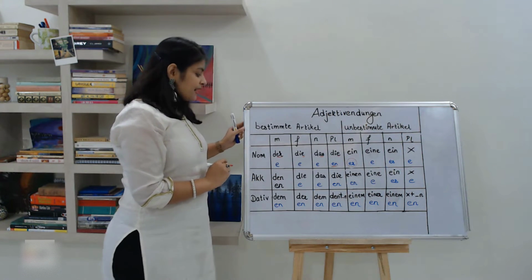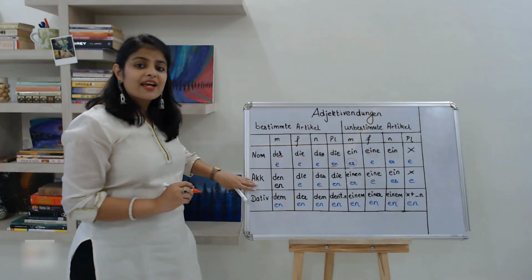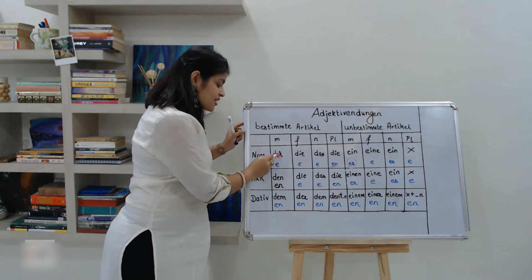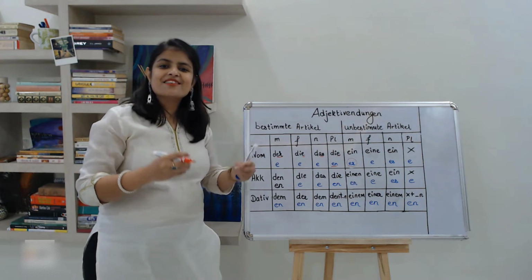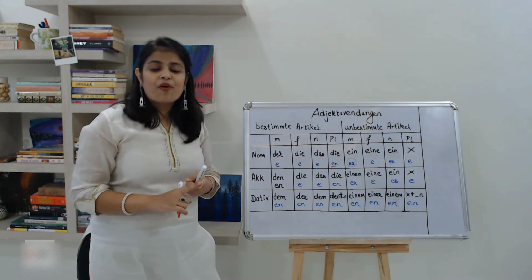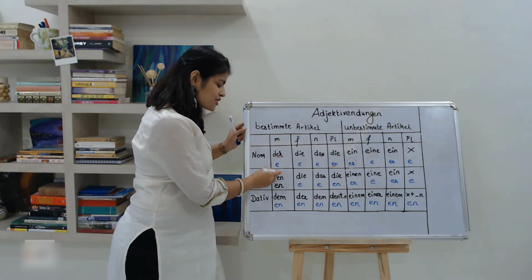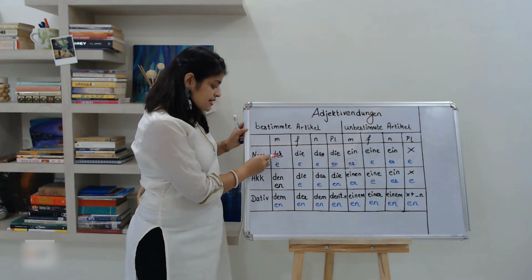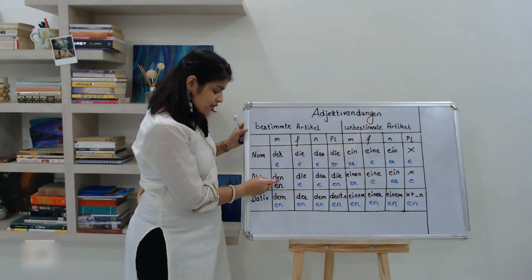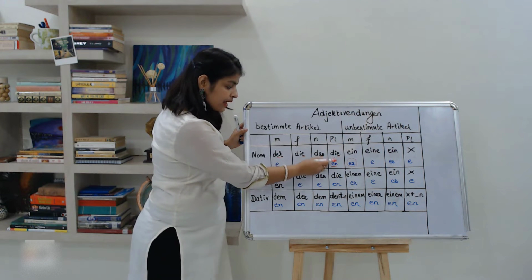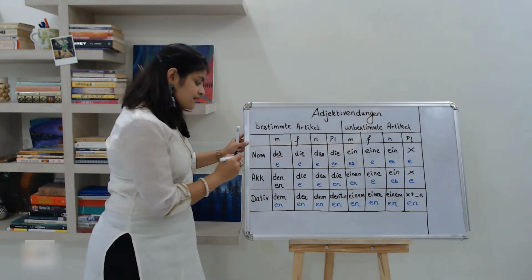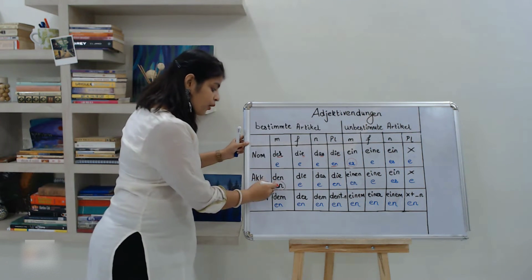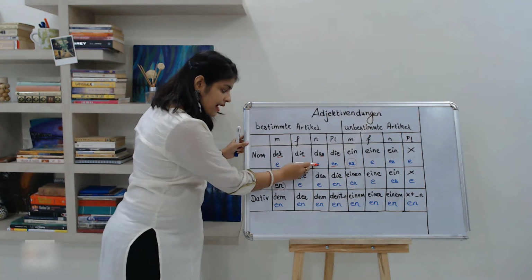Okay? Now, moving ahead to the accusative one. If you remember, I have always said a rhyme. Der changes to den and rest remains the same. So this is a rhyme of all the times. Der changes to den and rest remains the same. So now because the article is changing only of masculine, hence the adjective ending will also be changing only of masculine. It will now be en and rest remains the same, as you can see over here.